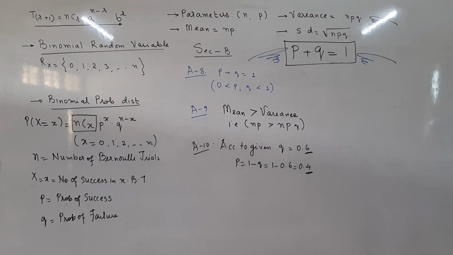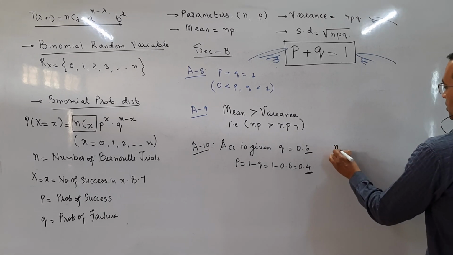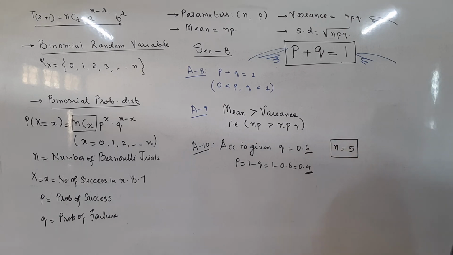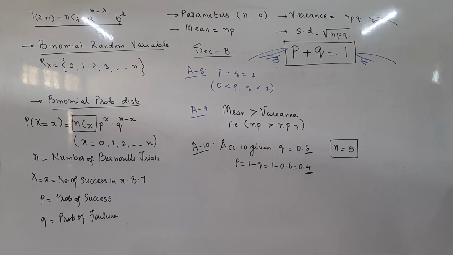And the number of Bernoulli trials is n is equal to 5. Okay, we are already given n is equal to 5. But this has no role to find Q. Q is simply, no role to find P. P is simply 1 minus Q, or Q is simply 1 minus P. So if probability of failure is 0.6, probability of success will be 1 minus 0.6, and that is 0.4.